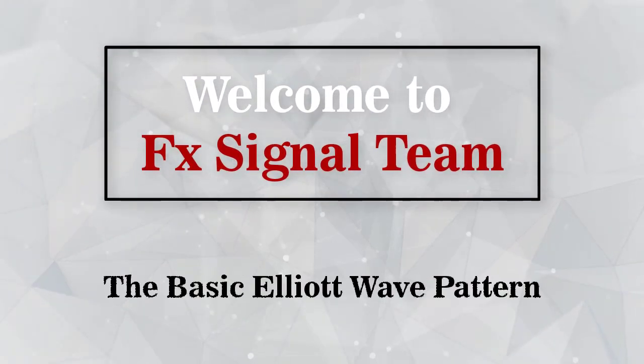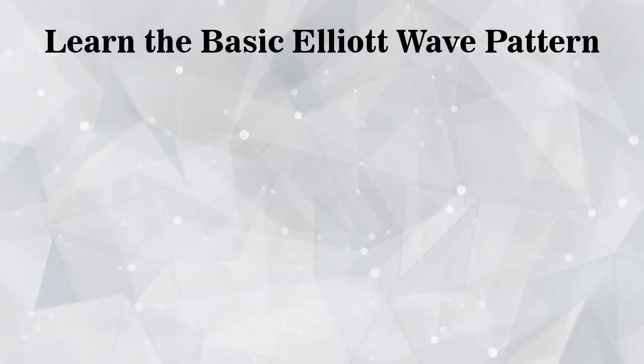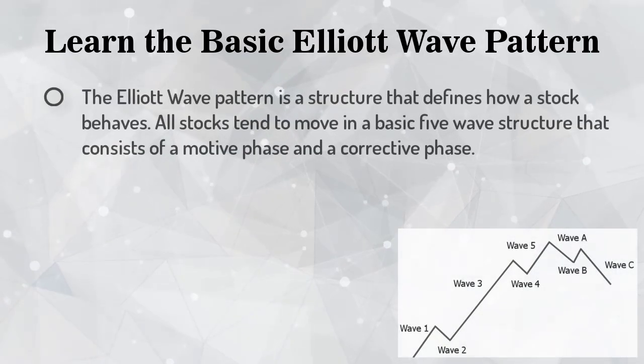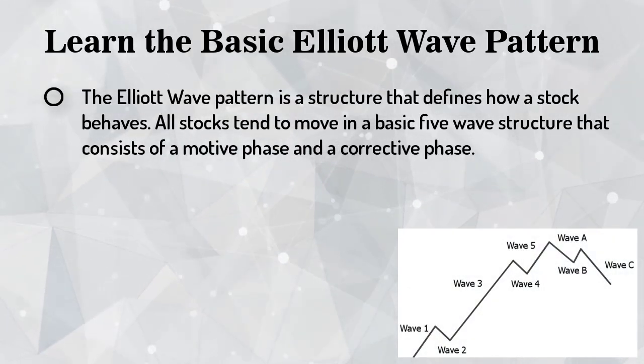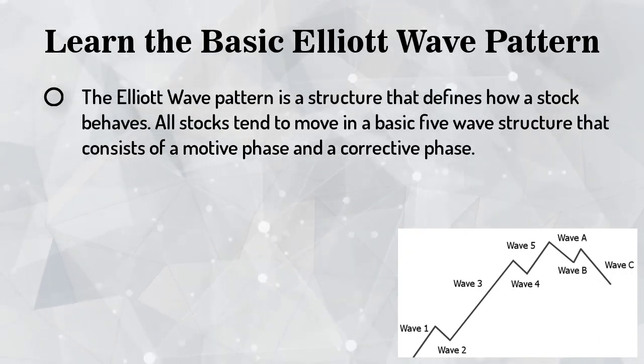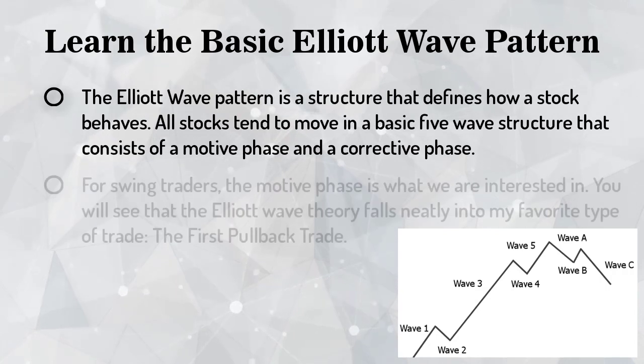Today, we are going to discuss the basic Elliott Wave pattern. Learn the basic Elliott Wave pattern. The Elliott Wave pattern is a structure that defines how a stock behaves. All stocks tend to move in a basic 5-wave structure that consists of a motive phase and a corrective phase.